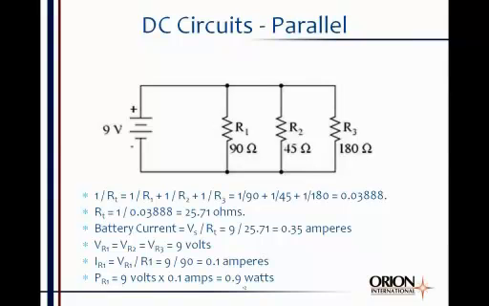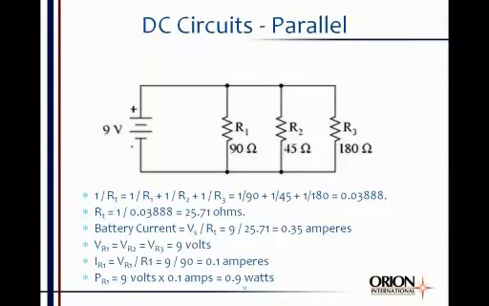That's just a good check. Okay, so the equivalent resistance is 25.71 ohms. The current that leaves the battery is going to be the voltage produced by the battery, 9, divided by that total resistance, which is 0.35 amperes, or 350 milliamps. If we wanted to find the voltage drop across any of those elements, because they're all in parallel, they're all 9 volts. The voltage drop across R1 equals the voltage drop across R2 equals the voltage drop across R3 equals 9 volts.